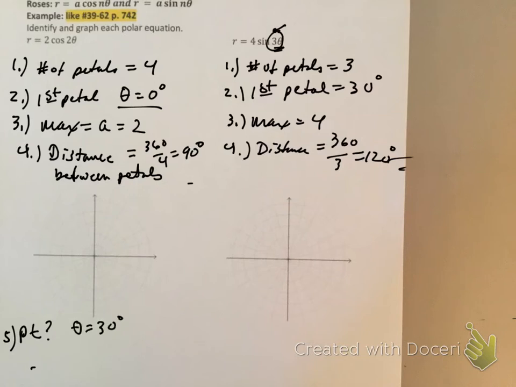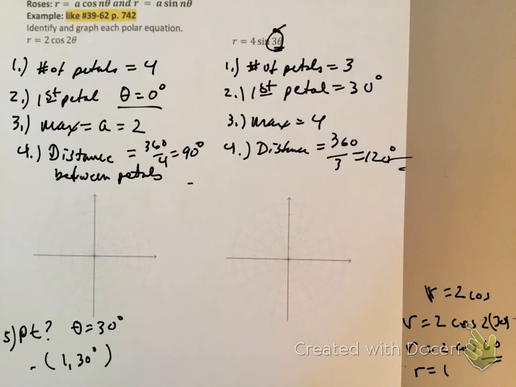How come you're doing that? Well, just watch. R is equal to 2 cosine, I didn't leave enough room. R is equal to 2 cosine 2 times 30. R is equal to 2 times the cosine of 60. Oh my gosh, look at that. Isn't that nice? So this is going to be a 1. So the point we're going to have is 1 comma 30. And that's all I need to get the rest of the shape for the graph.